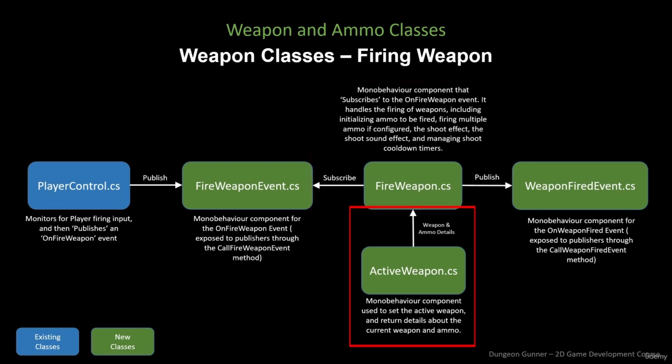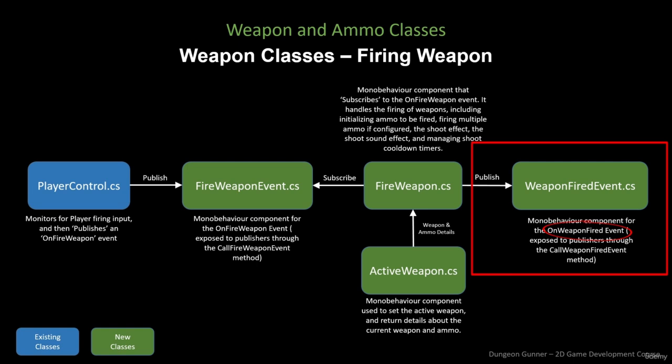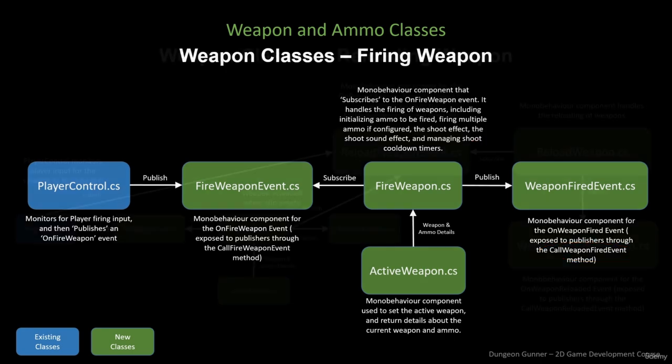The active weapon class will supply the fire weapon component with weapon and ammo details. The active weapon class is a mono behavior component used to set the active weapon and return details about the current weapon and ammo. So when a weapon has been fired, the fire weapon component will publish an on weapon fired event. And again, the weapon fired event class is a mono behavior component for this event, and it also has a method exposed to publishers called call weapon fired event.